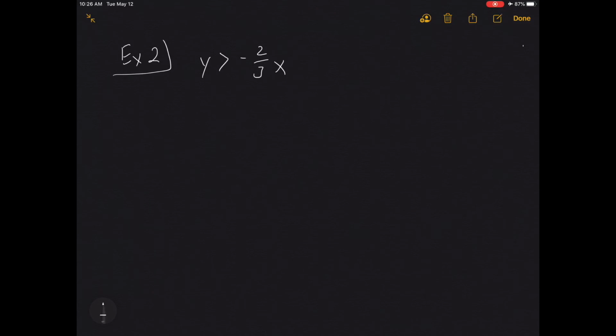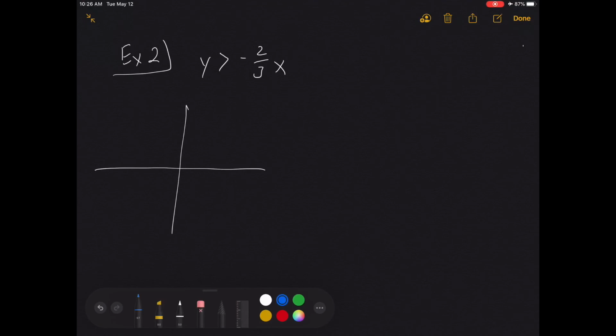So let's go ahead and sketch it. The y-intercept is 0. And then I can use my slope of -2/3 to find a second point. Well, -2/3 means that I'm going to go down 2 and right 3. So I'm going to go down 2 and right 3. So my second point should be right about there.